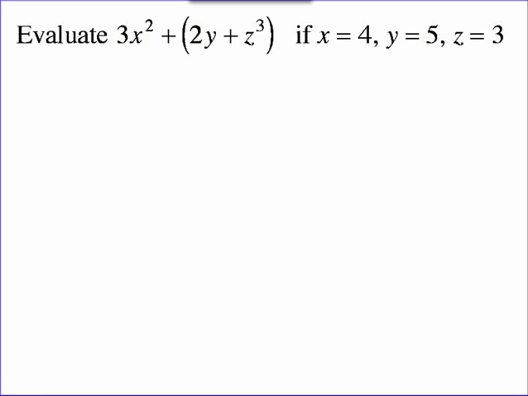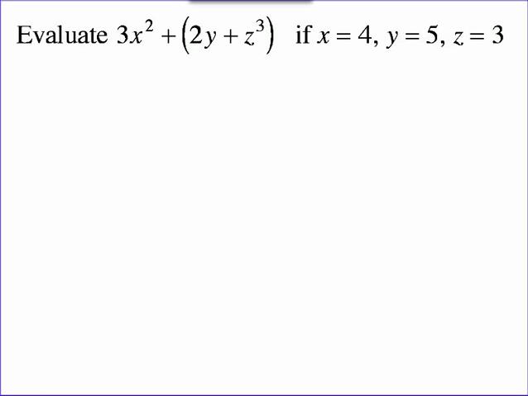Okay, here we go. This one. Wow, we haven't seen any of these yet this year. Okay, it says to evaluate. Now basically, what did evaluate mean again? Solve given answer. Okay, so when it says to evaluate, I'm looking for a number. So it says evaluate 3x squared plus 2y plus z cubed if x equals 4, y equals 5, z equals 3. This isn't a hard problem.